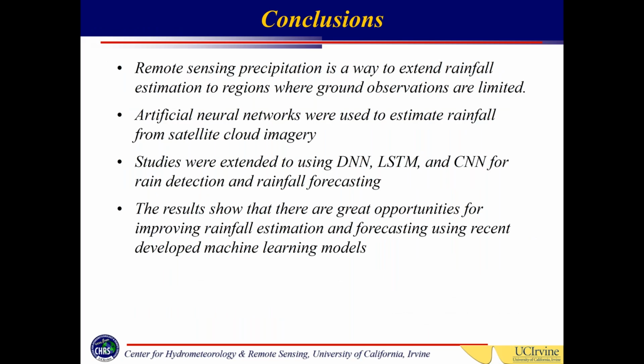So I will give a quick summary here. In this presentation, we mentioned precipitation estimation from remote sensing, and then all kinds of different network structures, from traditional to extended to the deep learning networks, LSTM and CNN, that are all used. And the results show a lot of potential for improved rainfall estimation and also forecasting, especially using recent developments in machine learning network structures.